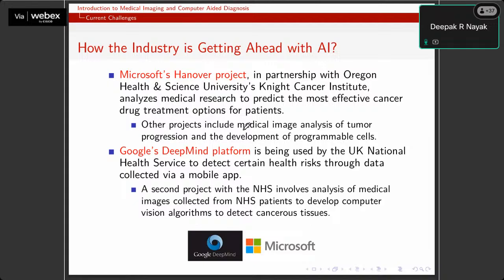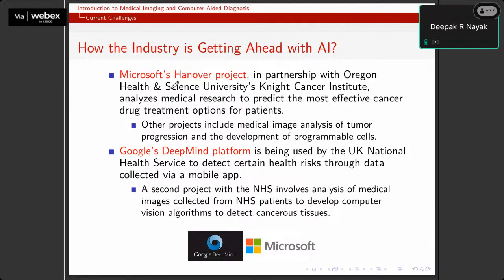So there are a couple of works going on even in industries to develop convolutional neural networks or deep learning based algorithms to solve a variety of tasks, including medical imaging tasks. You can see over here, there's the Microsoft Hanover project, which is also focusing on analyzing medical images. Also, there is Google's DeepMind platform. There's a huge amount of work that Google is also trying to do in the field of medical image analysis, right?